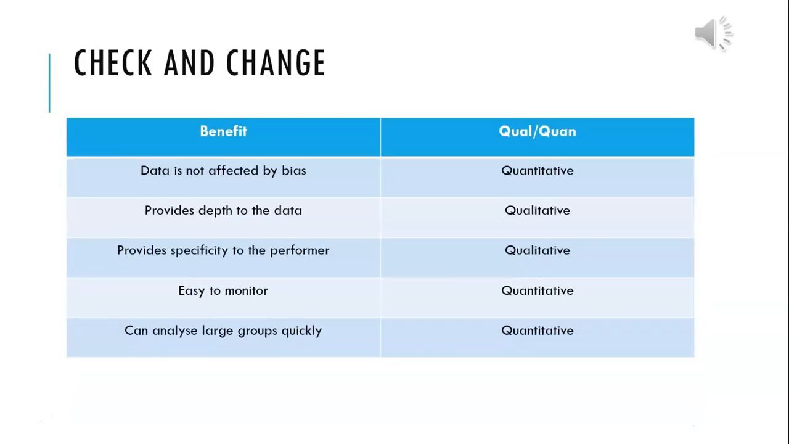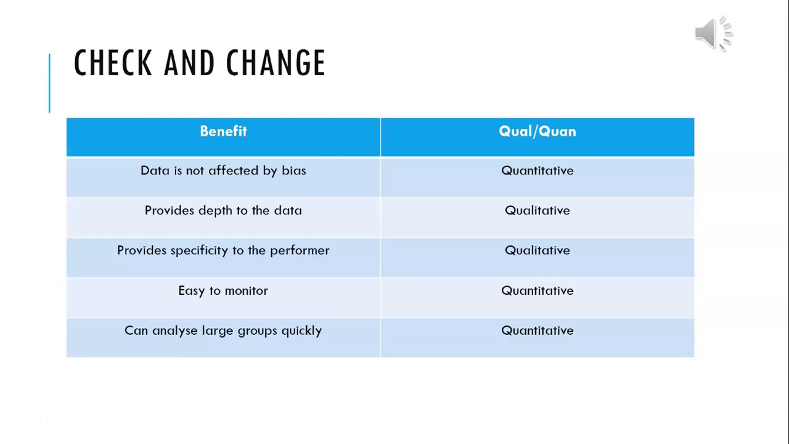And here are the answers. So you can check and change what you did in your table there. So data is not affected by bias. That is quantitative data. Those are the numbers, the times, and things that you get from those standardised tests. Provides depth to the data. That's qualitative because you can give more information in a written form rather than just getting a number from a time. You don't know why you got that score in the 50-metre sprint test. You could have been wearing terrible shoes, you could have been having an off day, not eating, but that numerical test data doesn't give you that information.